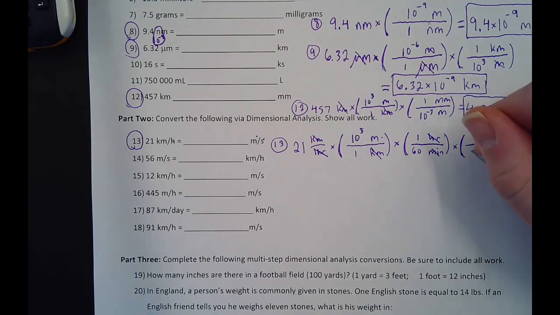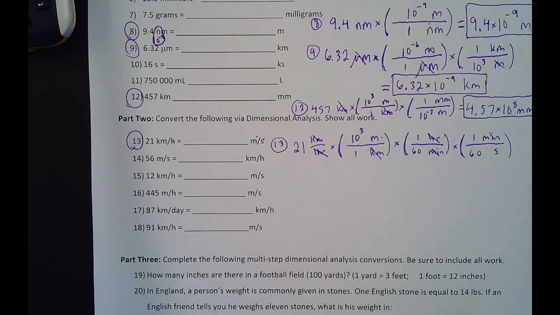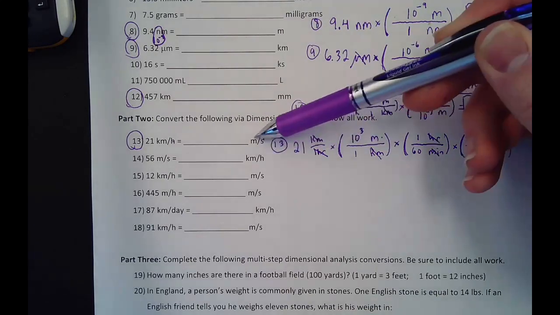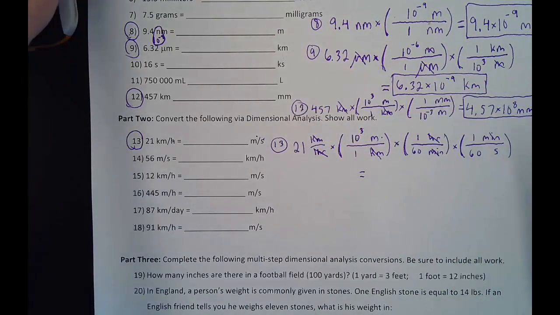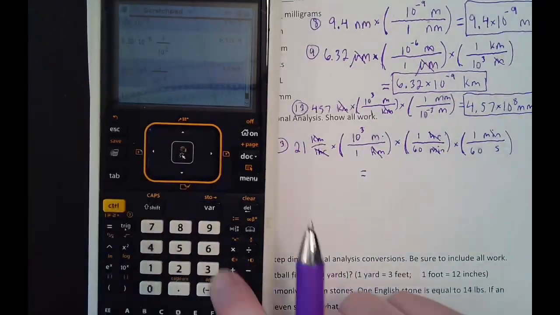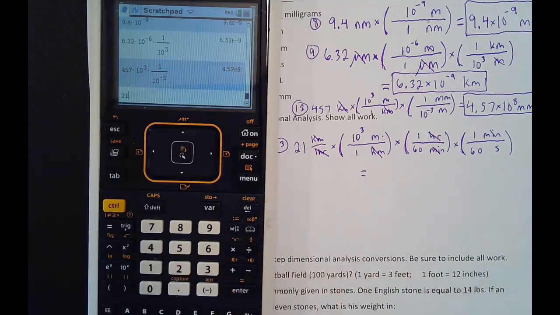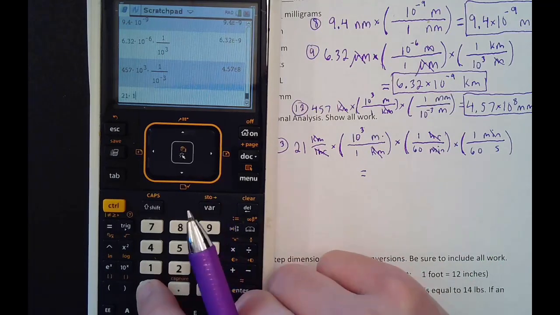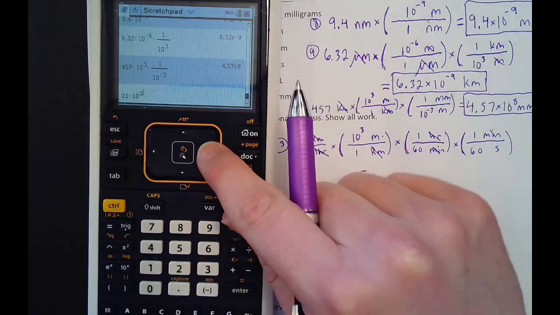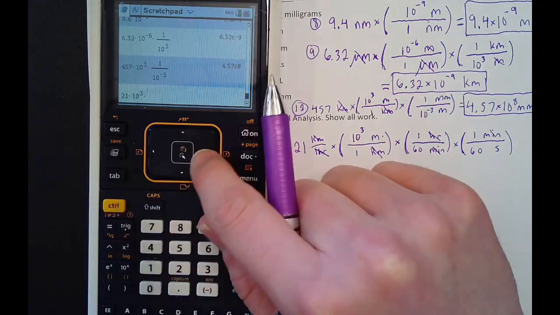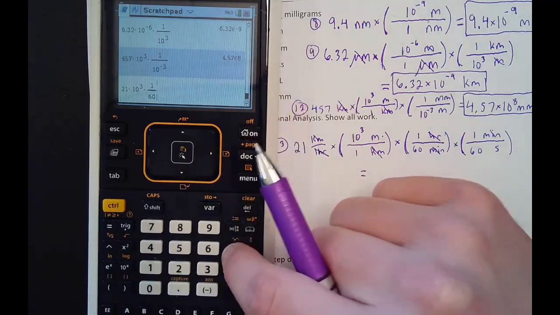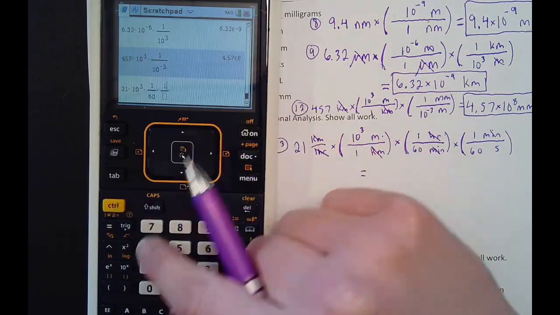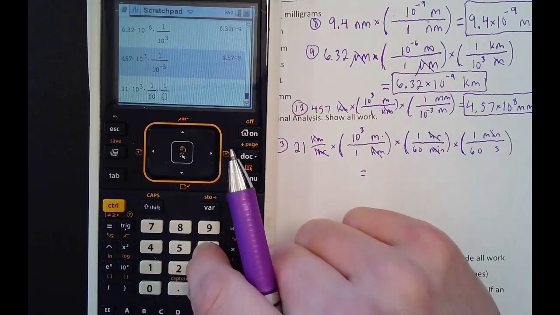So I'm going to grab my calculator here. We're going to do 21, and multiply by 10 to the third power. We are going to multiply by the fraction 1 over 60, and we are going to do that multiplication twice, because we need to go from hours to minutes and from minutes to seconds. When I press enter, I end up with a fraction, but if I press control enter, I end up with 5.833. I have 2 significant figures, so this is 5.8 meters per second.